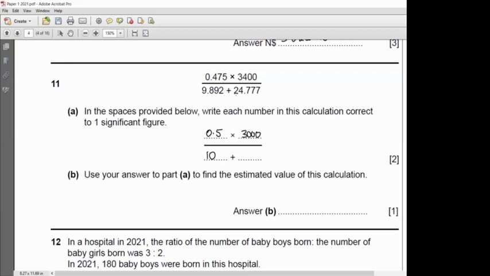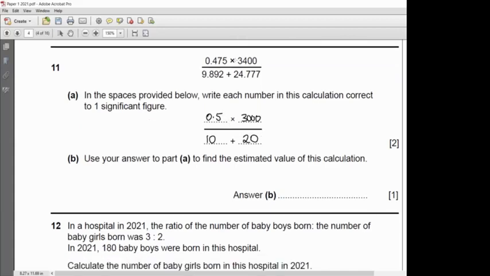Then same thing over here. My first significant figure is 2. I look at the number after that, it's 4. 4 is less than 5, so all the digits after that will become 0. So I will then have 20. So this is how I write each of these numbers correct to one significant figure.